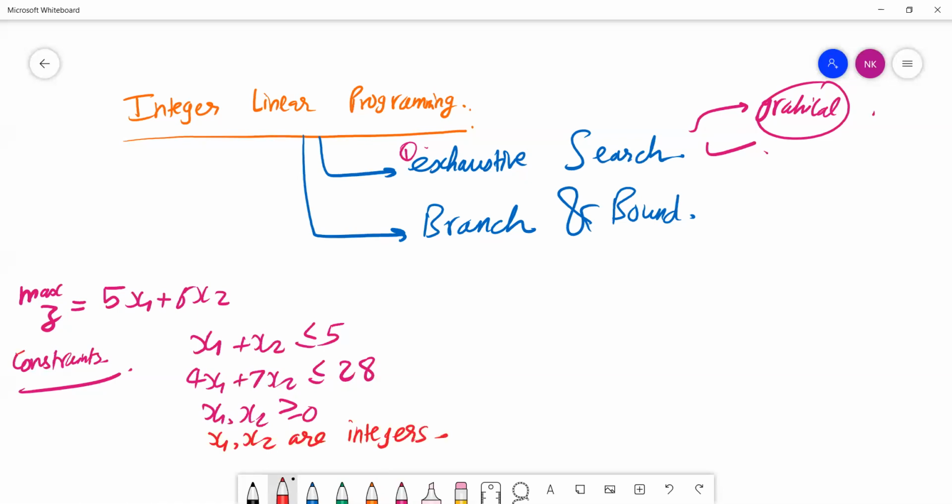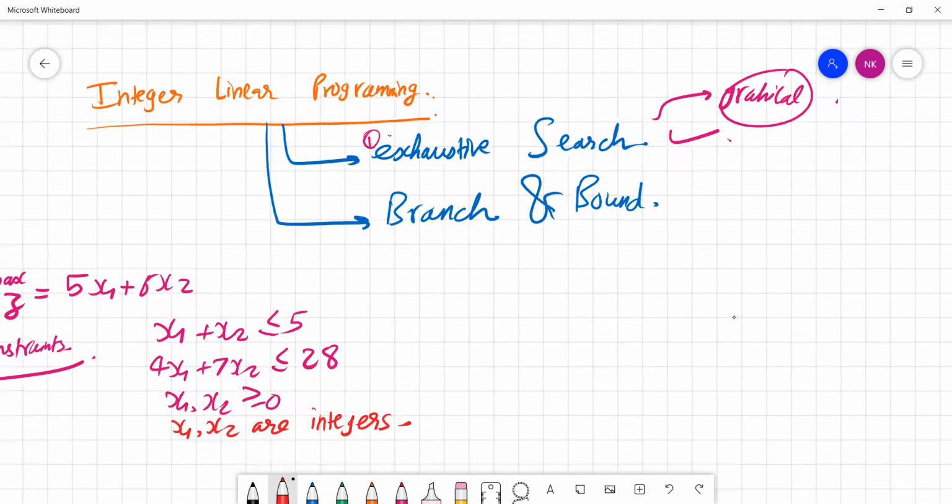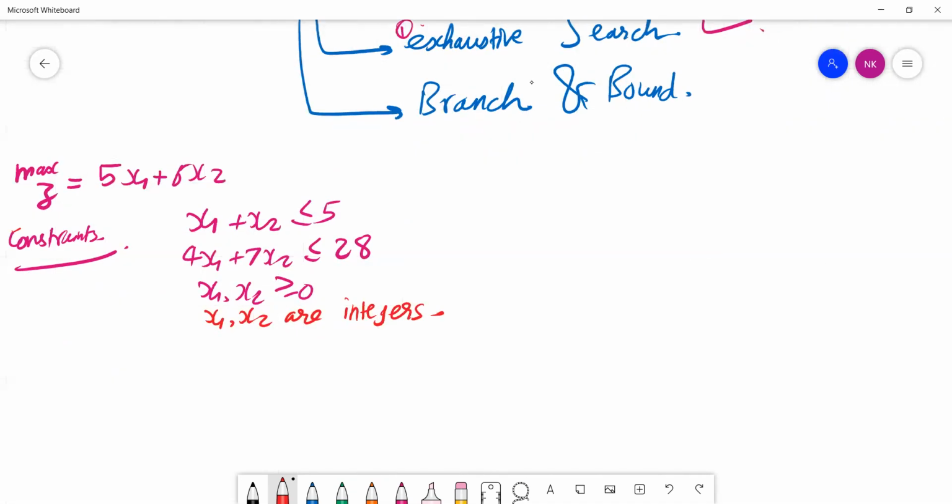So everybody just make the graph for the two constraints. Quickly make the graph for the two constraints, and then we will be discussing this. I am giving you 2 minutes to make the graph for these two constraints. Quickly make it.